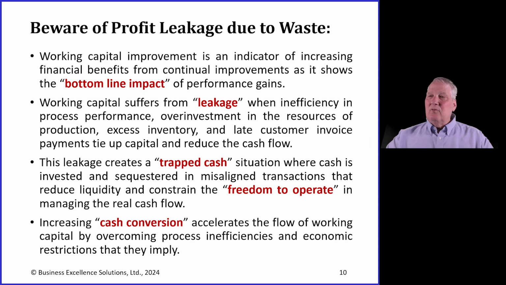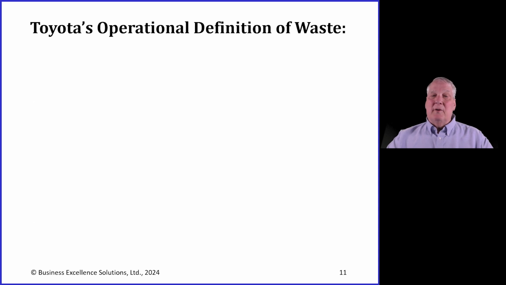Those tie up capital and reduce the cash flow and the on-hand balance of cash to be able to do the productive things that we need to do with the money that we're earning. This leakage creates trapped cash, where cash is invested and sequestered and misaligned, like invoices that haven't been paid, and then we get reduced liquidity that constrains the freedom to operate in managing our cash flow. So increasing cash conversion from this trapped cash situation into useful cash and working capital can accelerate our performance by overcoming process inefficiencies and economic restrictions that are implied by it.